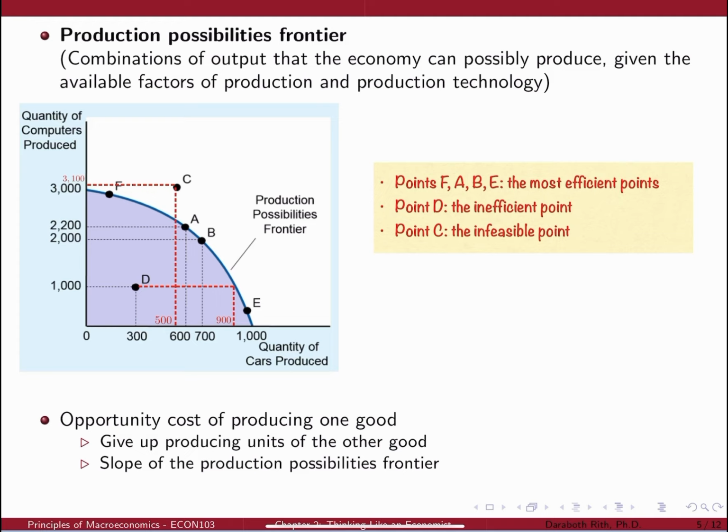Whereas a point that sits to the right of, or outside, the PPF border, in this case point C, represents an infeasible point. Why is it infeasible? If you plot the coordinates of point C, you see that it sits at 500 cars and 3,100 computers. In such a case, this economy can produce cars at 500 quantities, but it cannot produce computers at 3,100 quantities, because this economy can produce computers at a maximum level of only 3,000 quantities. As such, we can call point C infeasible.